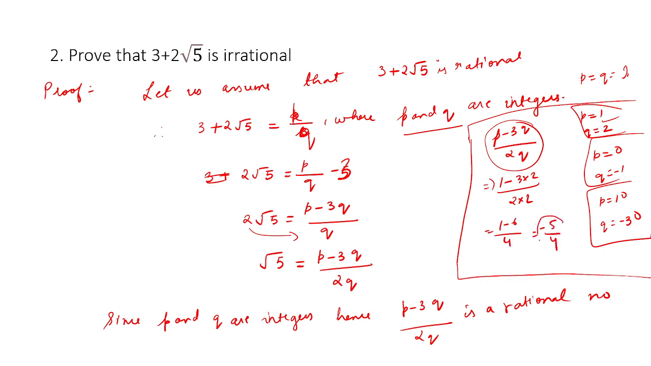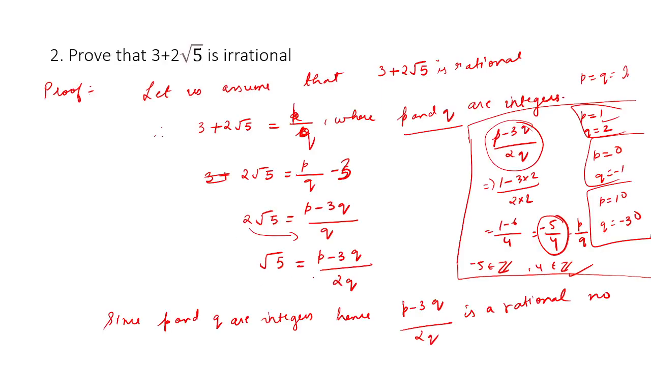Now look at this. This is a rational number. Why? Because minus 5 is an integer and 4 is an integer, so it's in the p by q form, where both p and q are integers. For every substitution of integers for p and q, this is going to be a rational number by default. So root 5 is equal to p minus 3q by 2q.